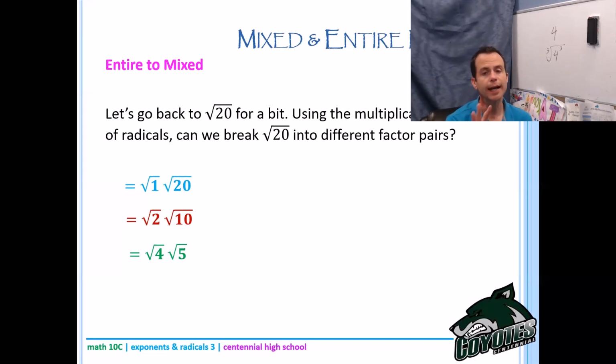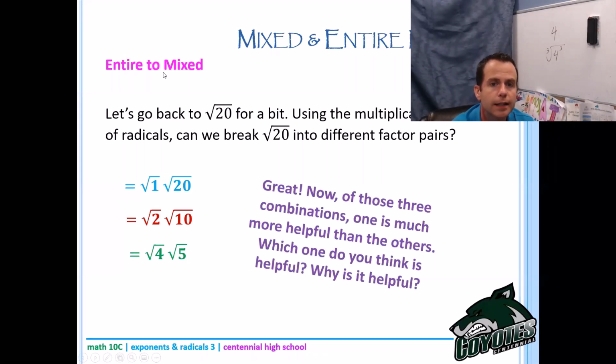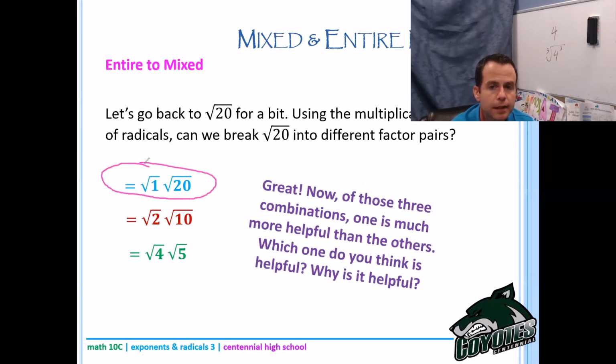Now, you're not going to have to list all the factors of 20. I'm just showing you, here are three different ways I could break 20 apart using the multiplication property, okay? Now, when I look at these three ways, two of them are utterly useless. Two of them don't get me anywhere, so I would never have actually written them. I just want you to see some things, okay? First of all, this guy is utterly useless because the root of one is one. So it just brings me right back to there, and I haven't really simplified anything.